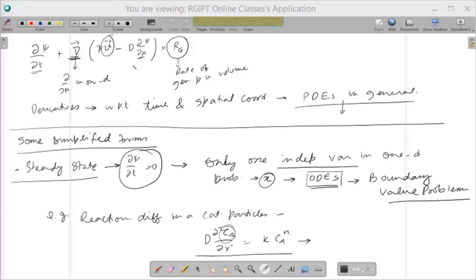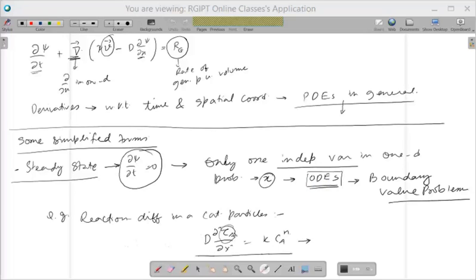All right, so let me now talk about some simpler scenarios which may result from this general equation. One case I just talked about was steady state situations, and in that steady state case, del psi by del t will be zero. That will invariably lead to ODEs, because if I have only one independent variable, that means a one dimensional steady state case, therefore it will be an ODE.